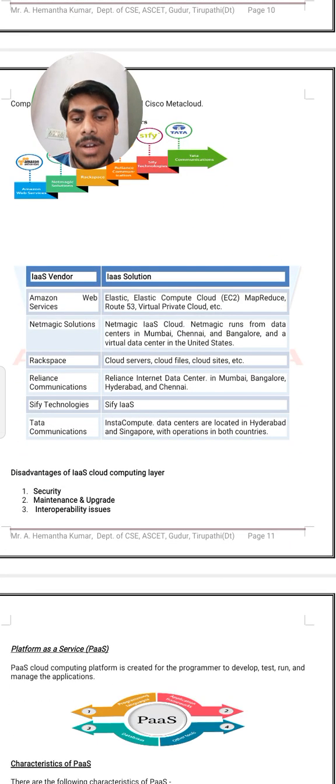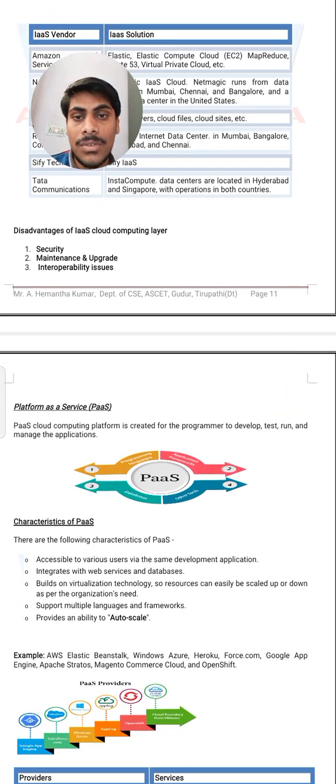Next, what are the disadvantages of Infrastructure as a Service? Security, maintenance and upgrade, and interoperability issues. Platform as a Service: a cloud computing platform is created for the programmer to develop, test, run, and manage the applications. Characteristics of Platform as a Service.